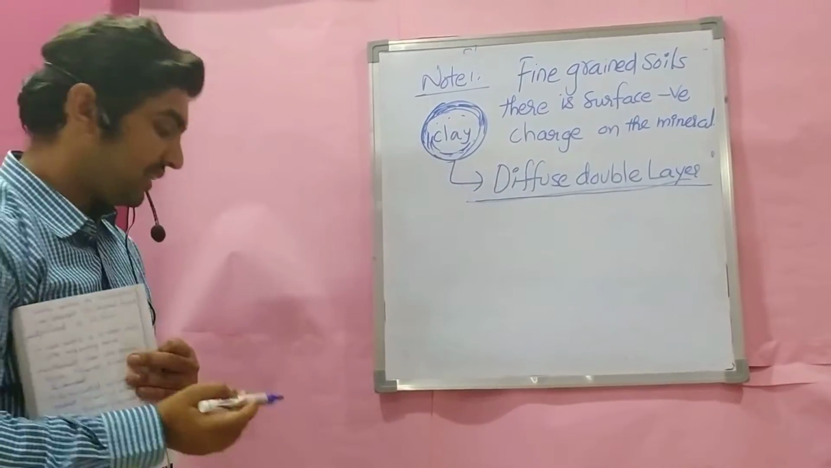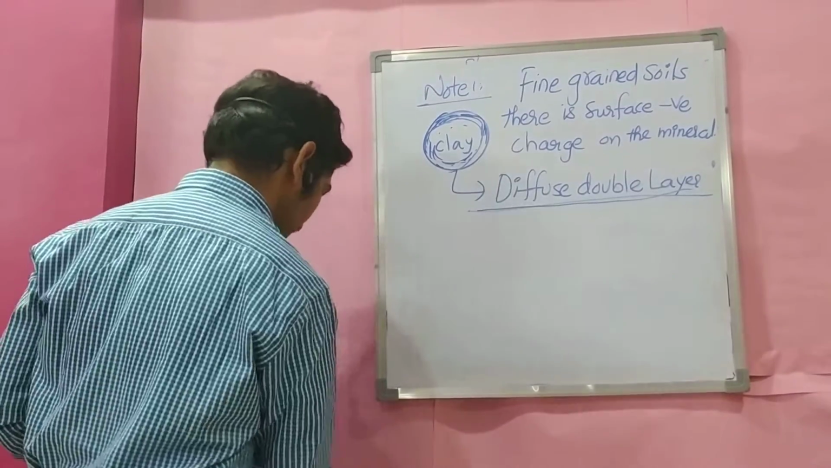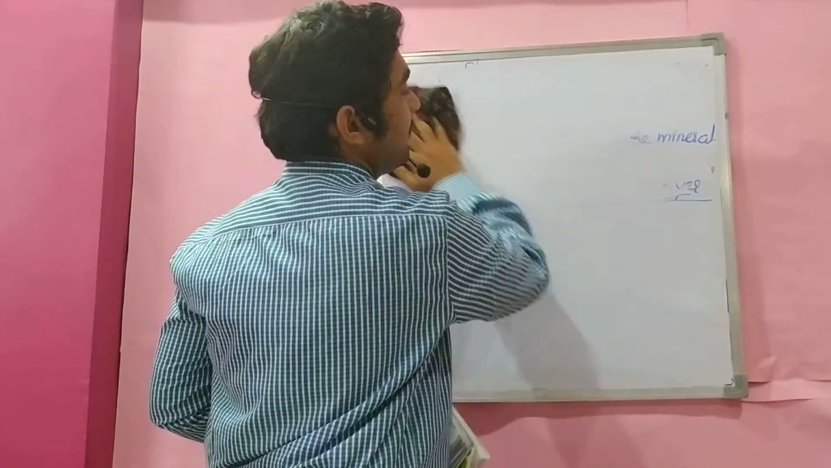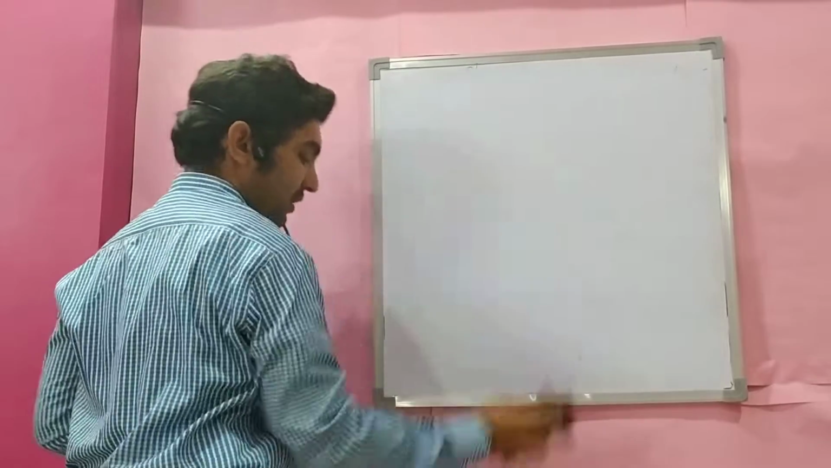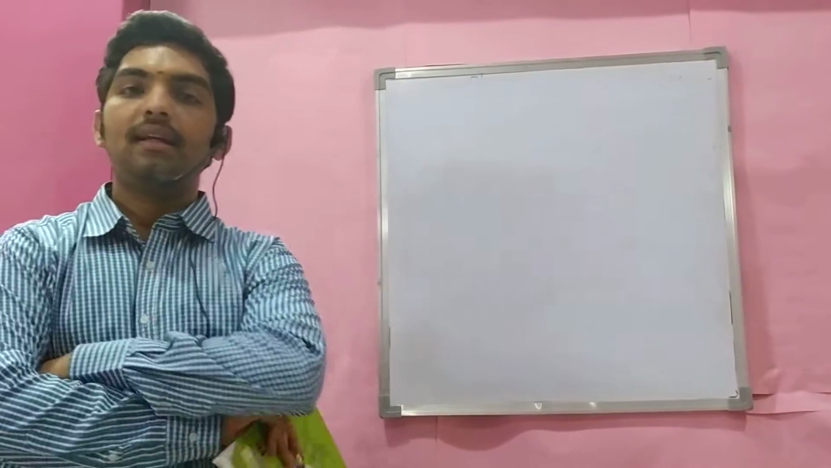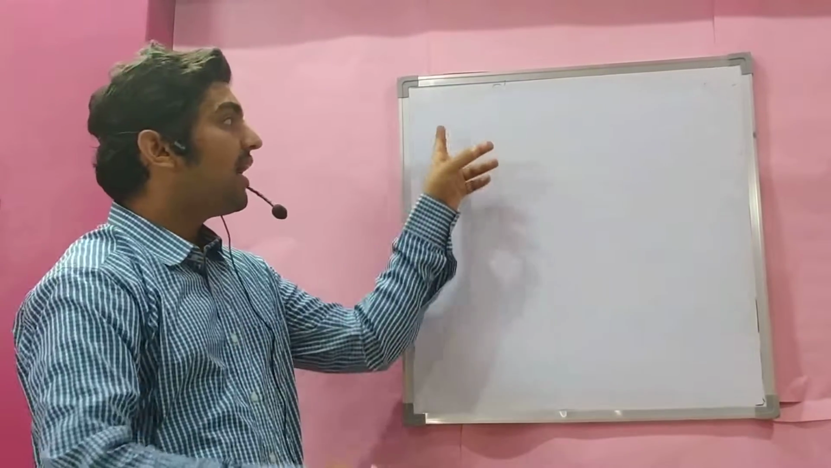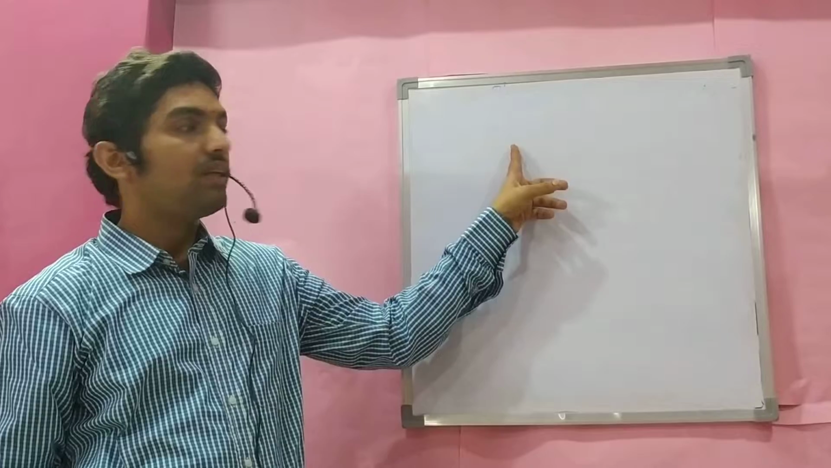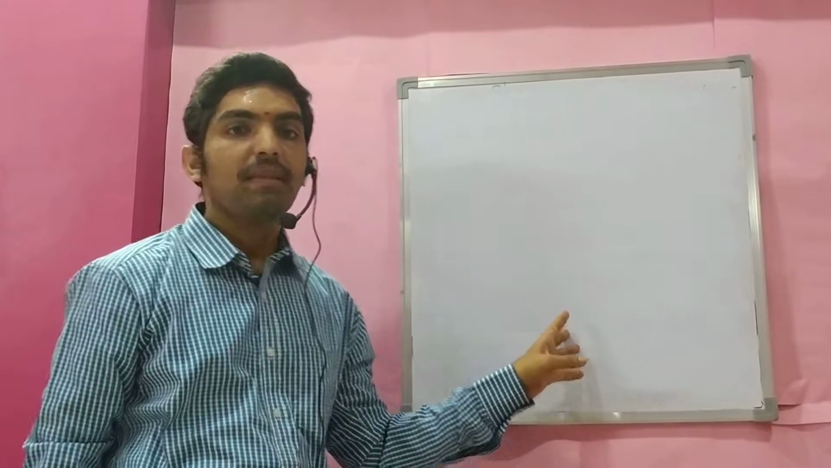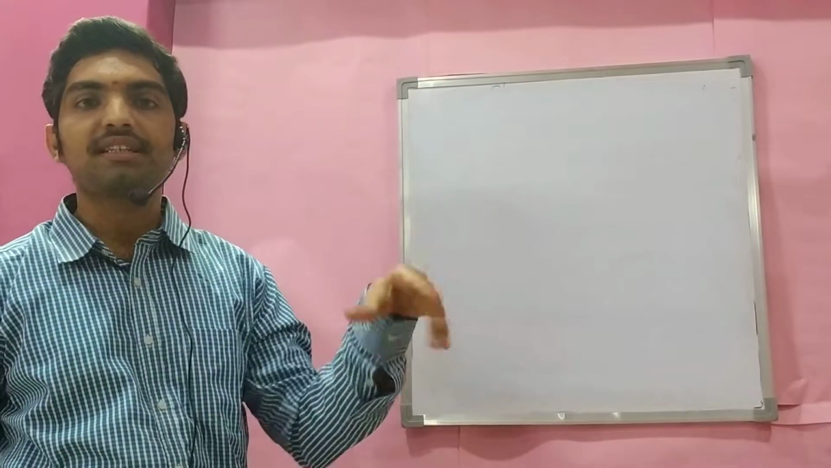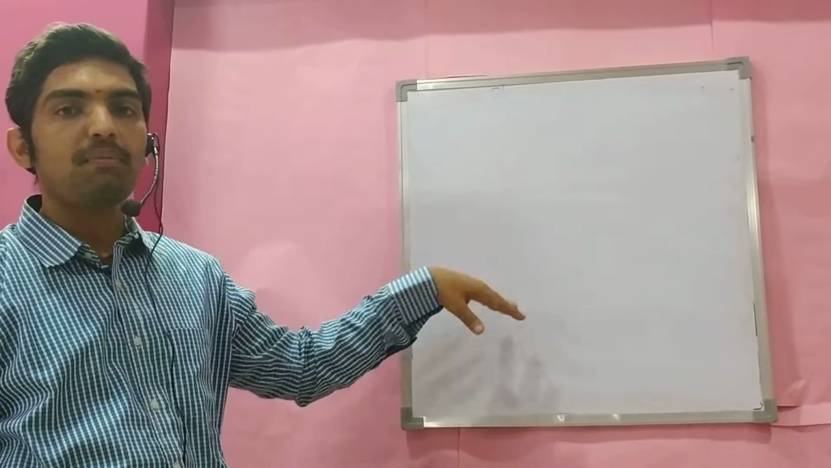Okay, winding up the session today. Today what we have learned is relationships between e and n, porosity and void ratio relationships, and different methods we saw to derive e S = w G, and also we saw flocculent structure and dispersed structure, and how they vary depending upon the type of environment.